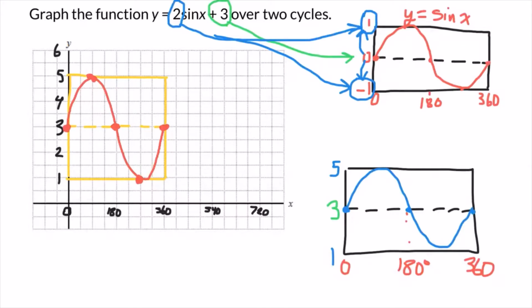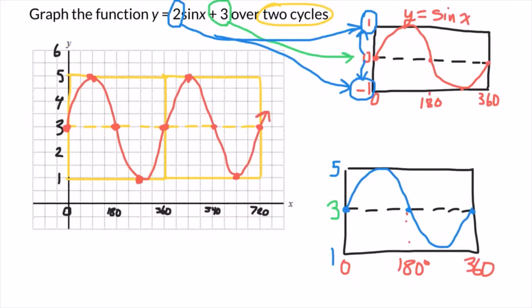But the question's asking to graph over 2 cycles. So what I'm going to do is I'm just going to repeat my pattern. So I'm just going to draw in another box for another cycle. I start on the central axis, I end at the central axis, halfway in between, I'm in the middle, halfway between those points, I'm up here, halfway between the last points, I'm down here, and I just repeat.